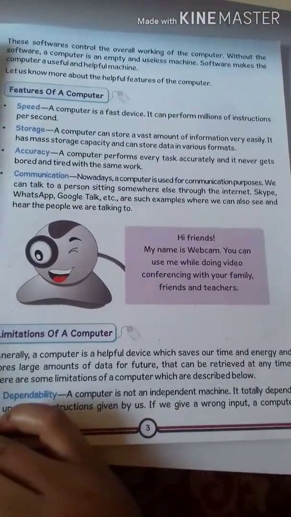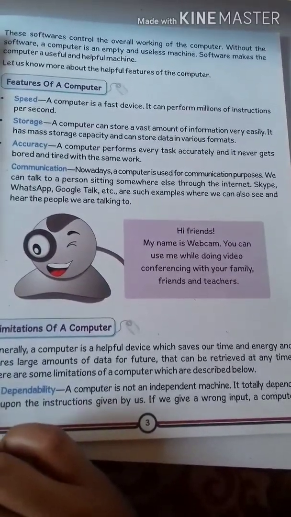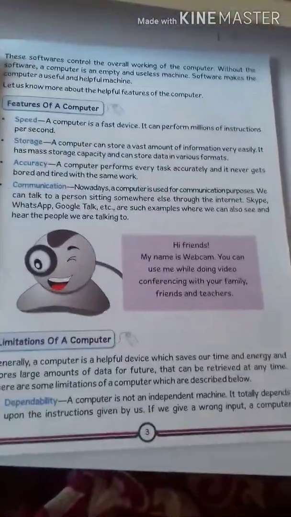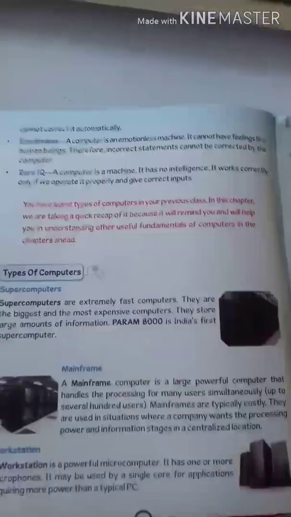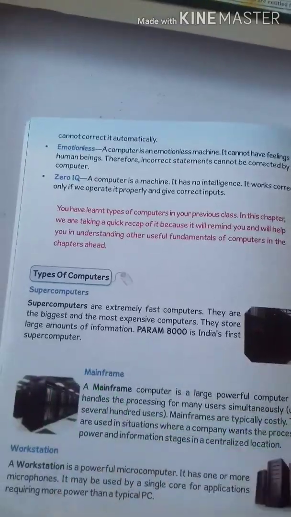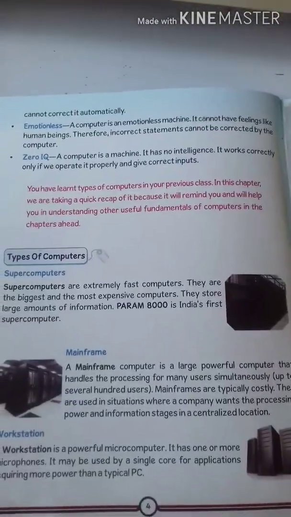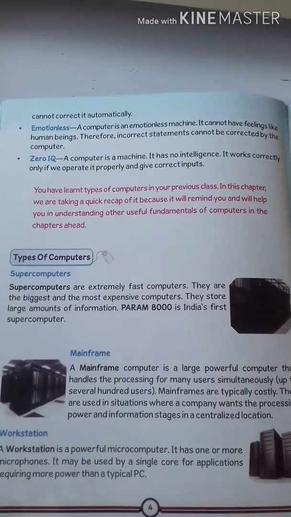If we give a wrong input, a computer cannot correct the answer. But a human is something different. A human is totally self-dependent. That's why he is not dependent on instructions.